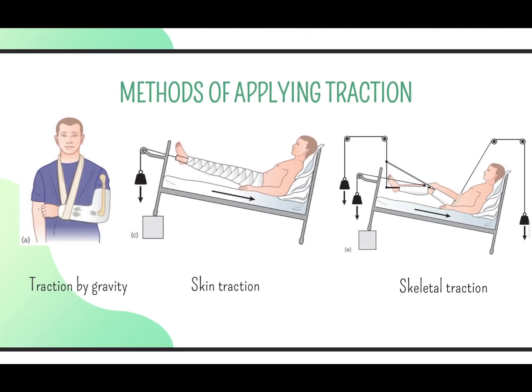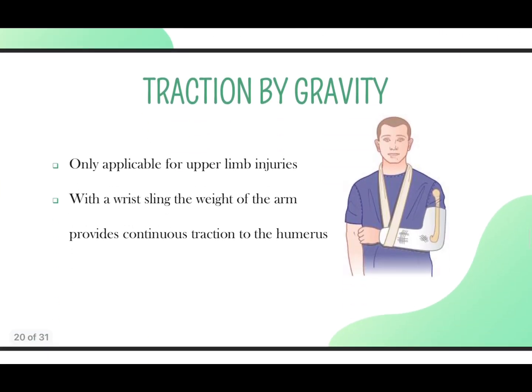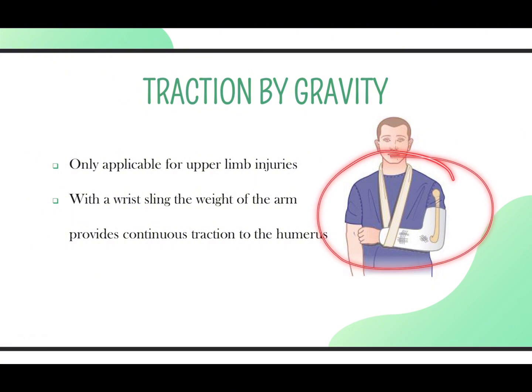Now let's talk about different methods of applying traction. There are three main methods: traction by gravity, skin traction, and skeletal traction. Traction by gravity is only applicable for upper limb injuries. In this picture, we can see that this wrist sling supports the forearm, and it gives continuous traction by gravity to the humerus.